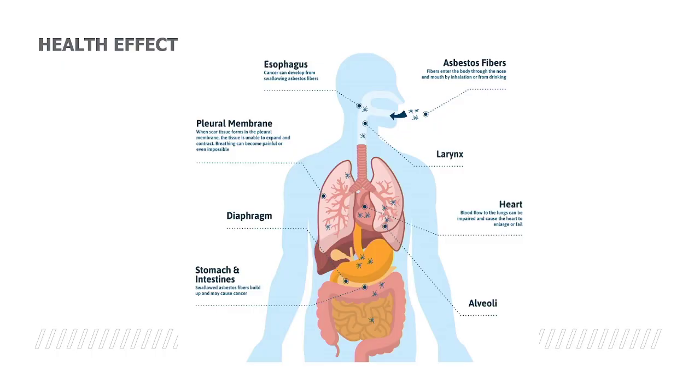So here are the different effects on your different body parts from asbestos exposure. Starting at the top left in the esophagus, that's where your cancer can develop from swallowing the asbestos fibers. And you can read some of the different effects from each of the different body parts. Again, heart, your blood flow to the lungs can be impaired and cause the heart to enlarge or fail. Your most common route, like we talked about earlier, is going to be inhalation or ingestion. So you're going to find it in the esophagus, lungs, down into your digestive tract.